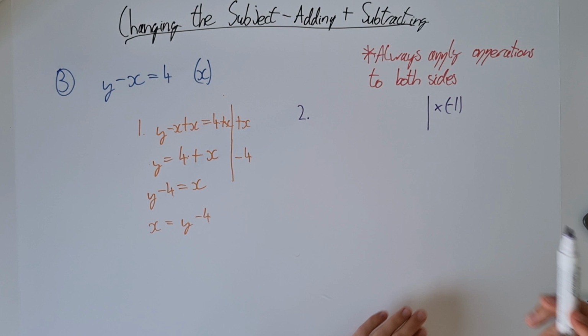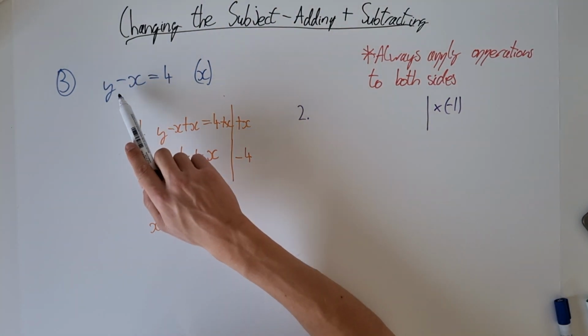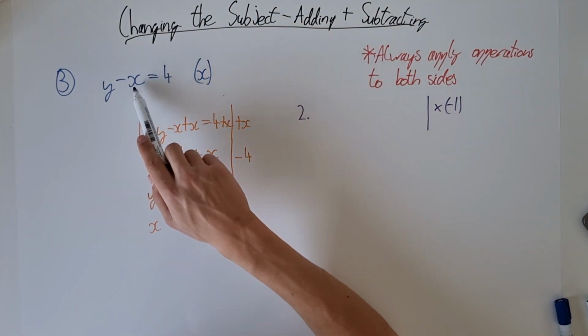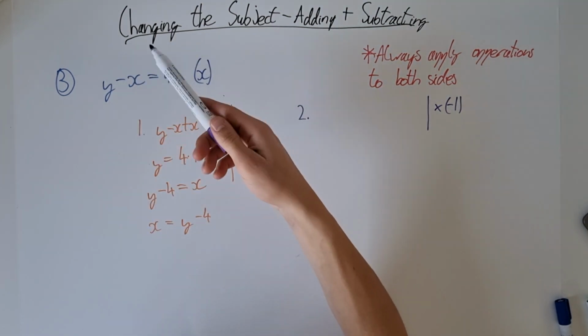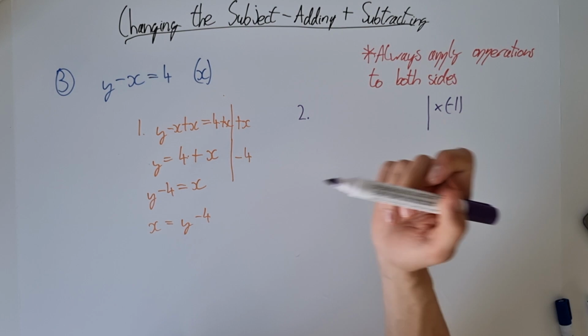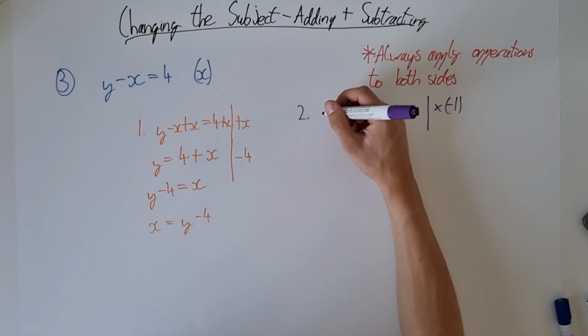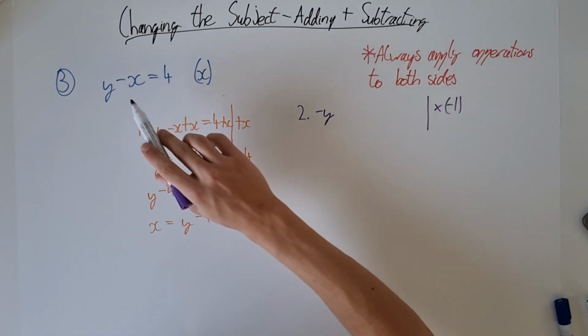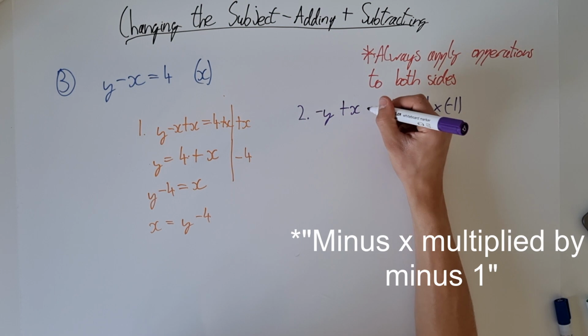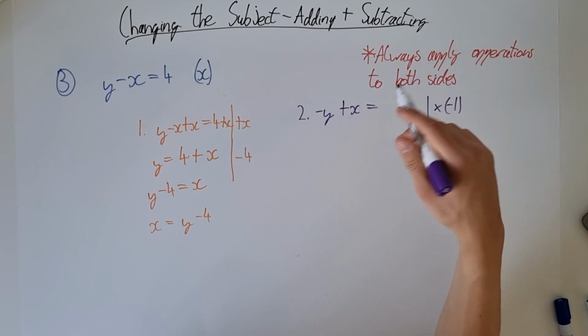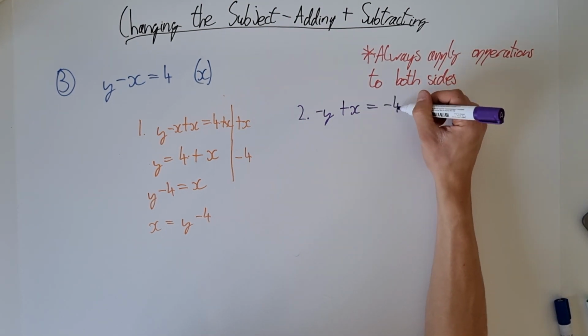Because by multiplying everything by minus 1, we know minus times a minus is a positive, so x will become positive, and we need x to be positive, so that is good, but our other terms are going to become negative. So multiplying everything by minus 1: y times minus 1 is going to be minus y. Minus x times minus 1, and minus times a minus is going to be positive x. And then 4 times minus 1 is going to be negative 4.